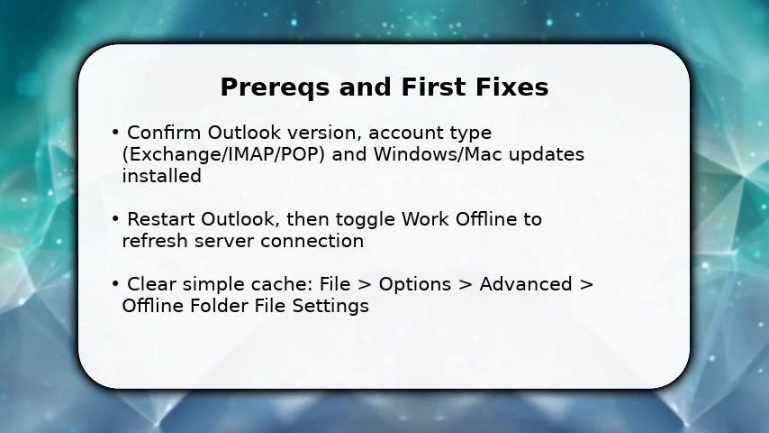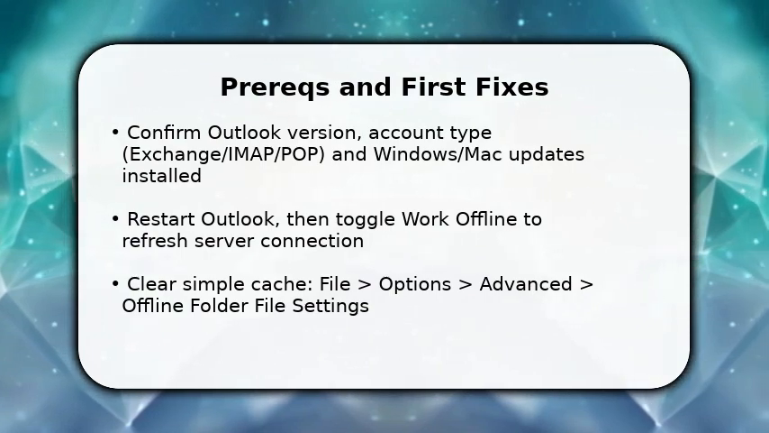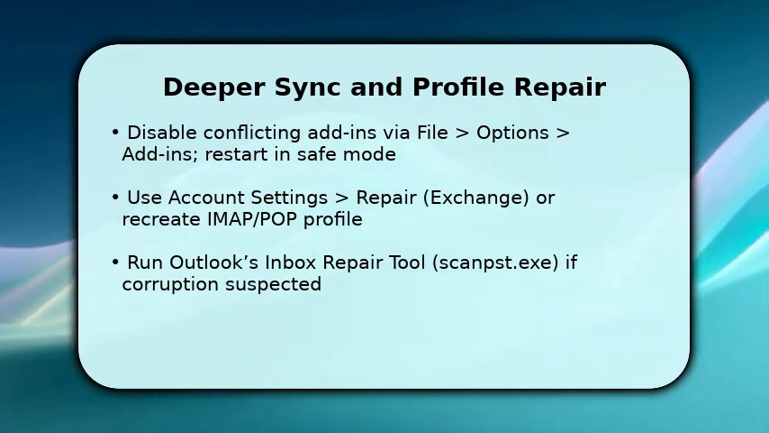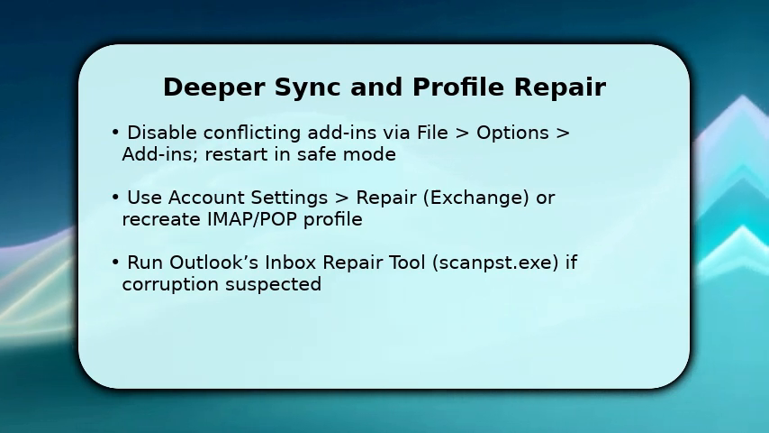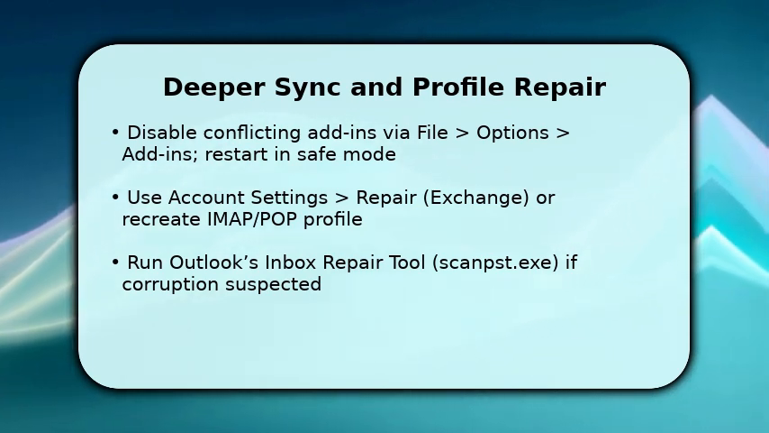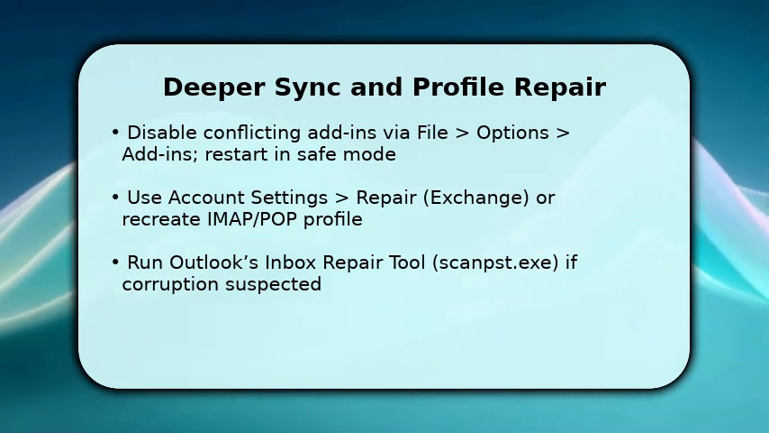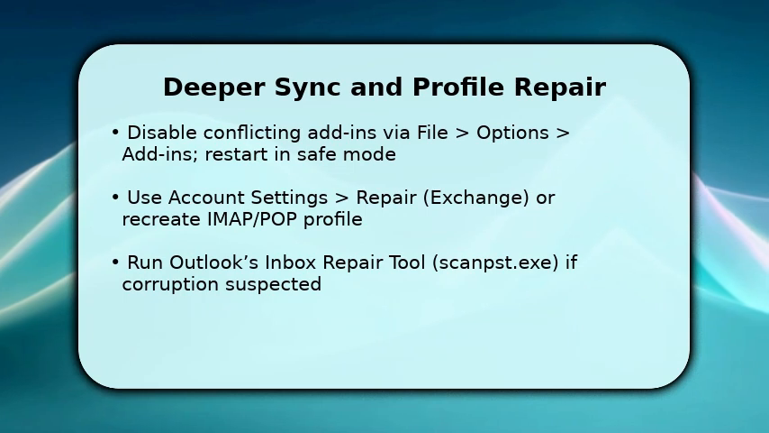If the basics didn't fix the issue, move into deeper diagnostics. Disable add-ins and restart Outlook in safe mode to see if an extension blocks calendar sync. If that helps, re-enable one at a time to find the culprit. For Exchange, use Account Settings Repair. For IMAP/POP, recreate the profile to reset sync metadata.